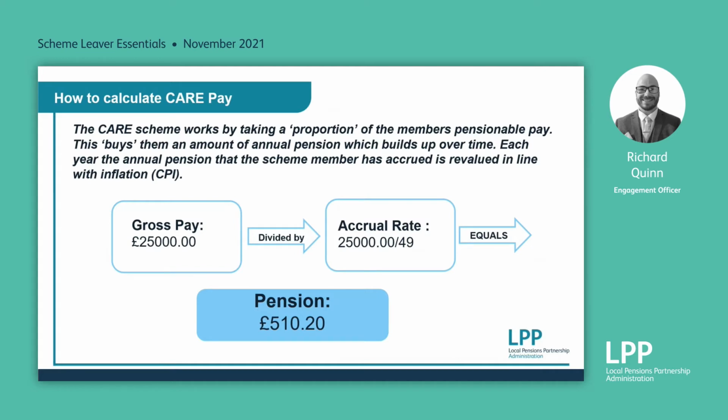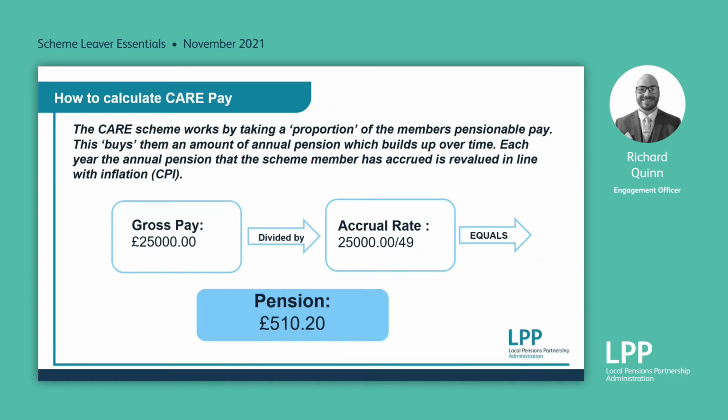So the main scheme calculation is their pensionable pay divided by 49 equals their accrued pension. If they were in the 50/50 scheme, you would replace the accrual rate with 98 and just divide the pensionable pay by 98, and this will give you the accrued pension for that input period. As you'll see from the example, the member is treated as being in the main CARE scheme, so an accrual rate of 1/49, and this member has a gross pay of £25,000. Therefore, if we divide 25,000 by 49, this will give a pension of £510.20 for that input period, which runs from the 1st of April to the 31st of March the following year.